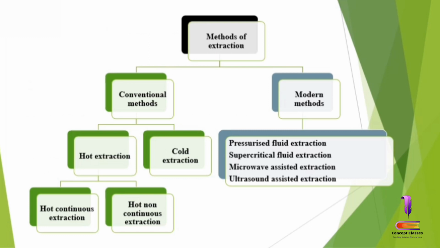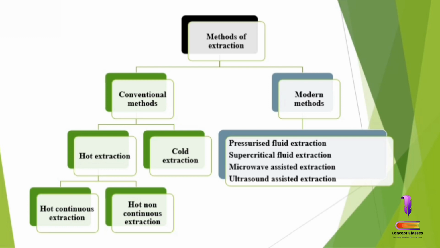So now moving towards the methods of extraction. If you go for classification of the methods of extraction, we can broadly classify the extraction methods into two categories. One is the conventional method or the traditional methods, which we are using since long. And over the period of time, we have developed some modern methods of extraction also. Just to name some modern methods, here I have written pressurized fluid extraction, supercritical fluid extraction, microwave assisted extraction, ultrasound assisted extraction. Now all these modern methods are quite efficient and less time consuming, but in this lecture we'll be discussing only about the conventional methods, and the modern methods will be discussed in the coming lectures.